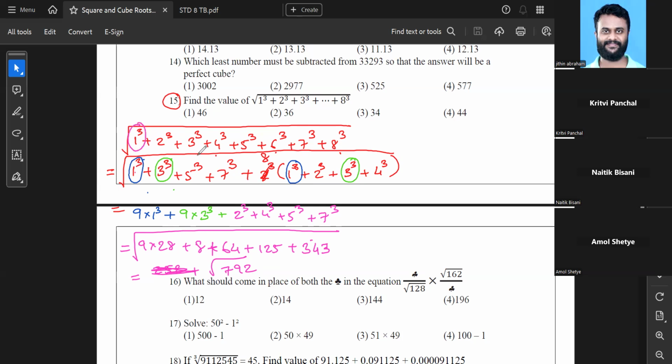I first took 1 cube and I've written over here, 3 cube that I've written over here, 5 cube that I've written over here, and 7 cube I've written over here.